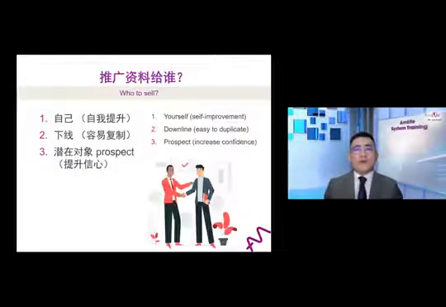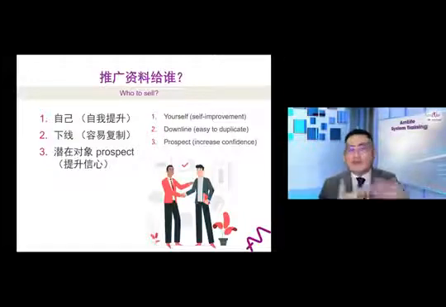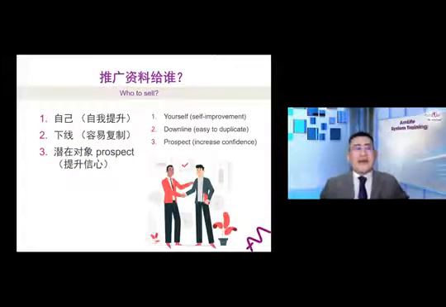Right? So who do we sell these materials to? Selling means who do we introduce it to? Who are our target market to market it to? Right? One, of course, is ourselves.